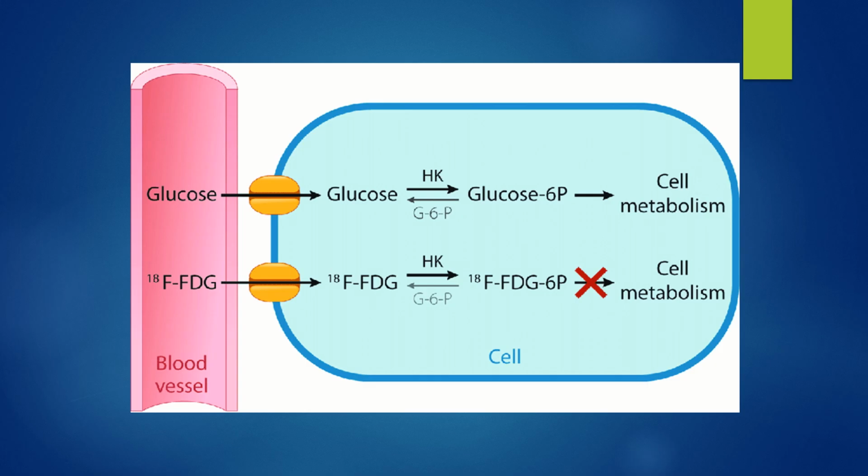Facilitated diffusion is the method of localization. This is the passive movement across the cell membrane. It's a very selective process, though.